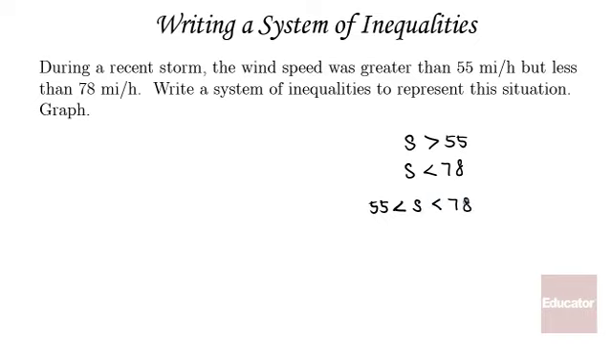So here I've combined it. If you're writing the system of inequalities together, make sure that your signs are following the same direction. Notice the closed end is touching 55, and once again, I have the closed end touching 55. Here the open end is facing the 78, so also the open end is facing the 78. And it makes sense because the speed falls in between these two values. 55 is at the lowest and 78 is at the highest.